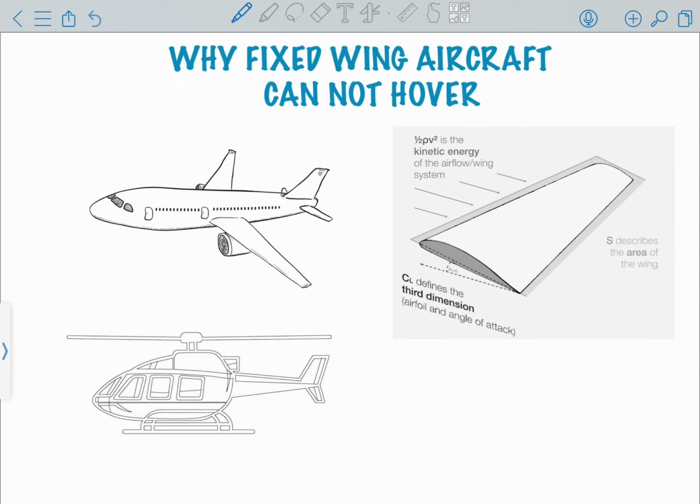Here we discuss short, simple topics about the aviation field. Today's topic of discussion is why fixed wing aircraft cannot hover or fly at the same location, as a helicopter can do.